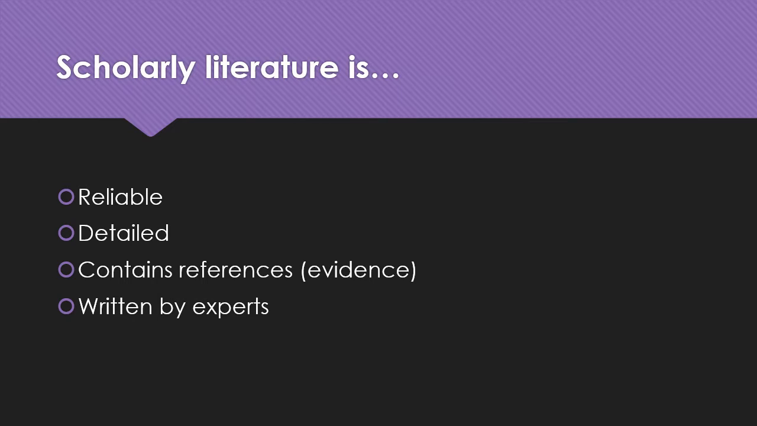So again, those other sources like USA Today or a news website aren't necessarily bad. It's just that scholarly or scientific literature is reliable, detailed, evidence-based, and written by experts, which makes it the best possible evidence to use for your paper. There may be exceptions to that rule sometimes, but in general, if your instructor is asking you to use the scientific literature, they mean scholarly or peer-reviewed journals for these reasons.